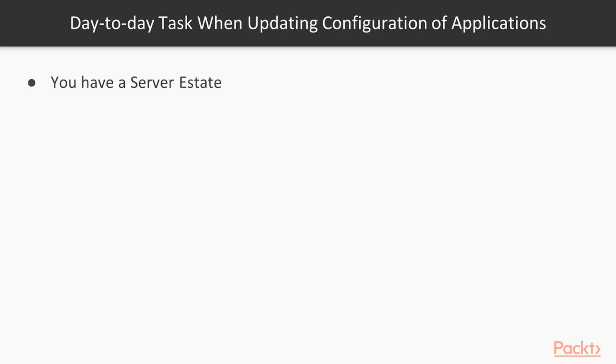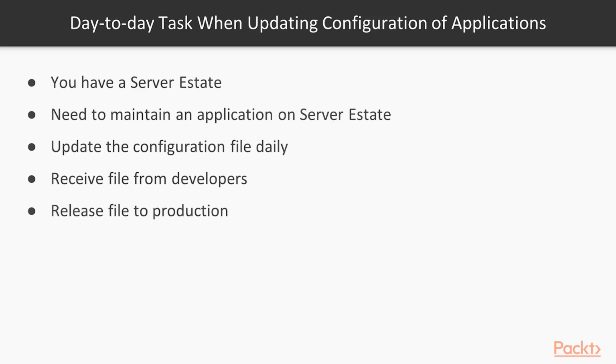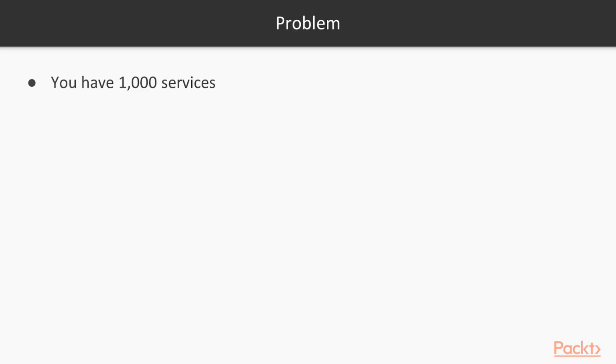So imagine you have a server estate and you have an application that you maintain across the server estate, and an application has a configuration file. You need to release that file fairly often, let's say once a day. You receive an updated file from the developers and you need to release it to the production estate. Now, if you have a handful of servers, you can copy it across just like that. What if you have 100, 500 or 1,000 servers? That's an automation solution, right?